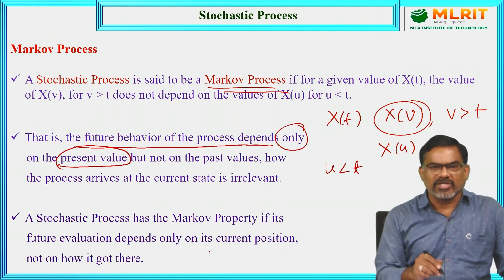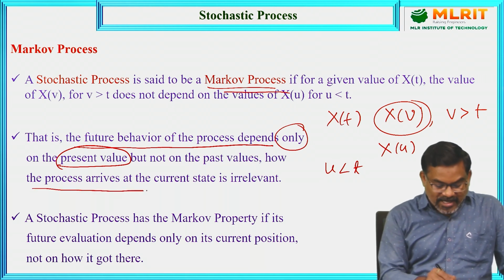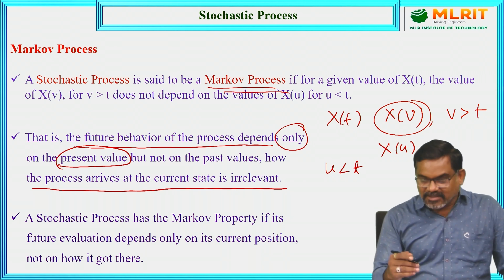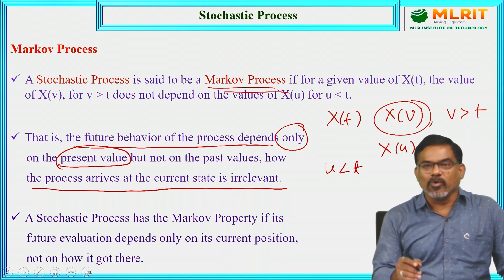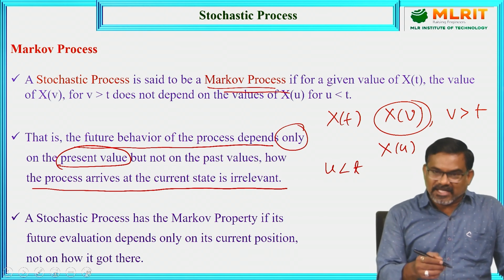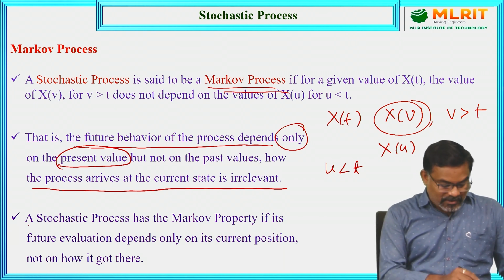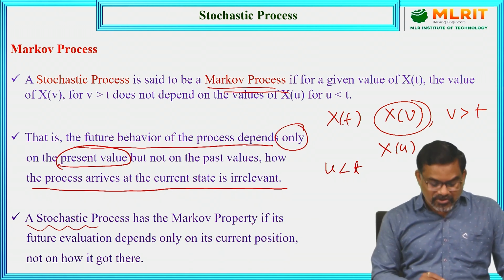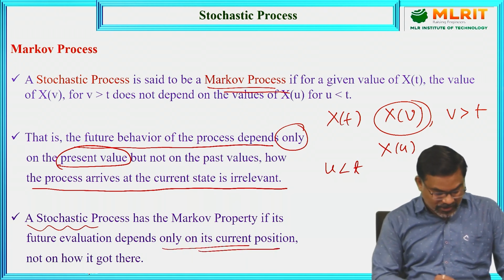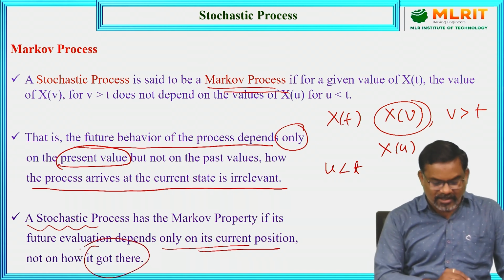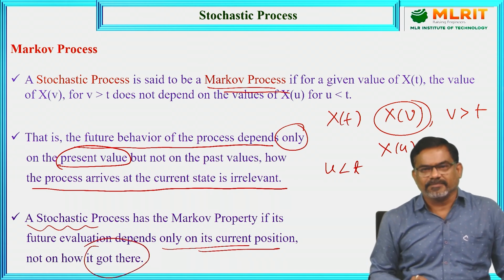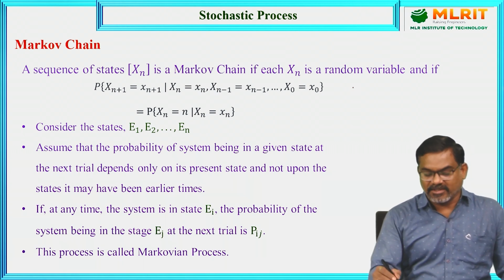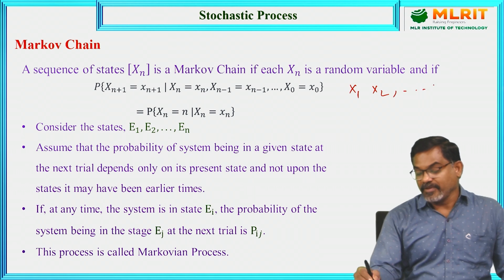The same thing can be stated as: how the process arrives at the present state is irrelevant. We need only the present value. The same statement can also be stated as: a stochastic process has the Markov property if its future evolution depends only on the current position but not on how it got there, that means how it reached there. And coming to the Markov chain, let us consider a sequence of states X1, X2 and so on, Xn.